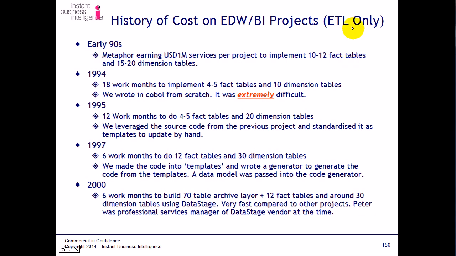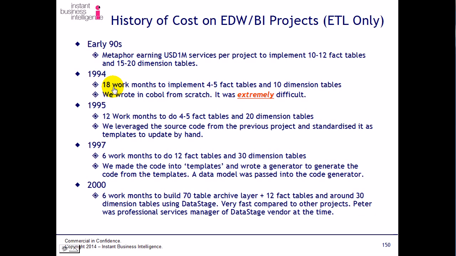So if we just consider the ETL portion only of a warehouse project, in the early 90s, Metaphor was earning $1 million US in services per project to implement 10 or 12 fact tables and 15 or 20 dimension tables. That's how much it cost to write the COBOL back then for data warehouses. The services guys at Metaphor were making more money than the software guys selling at the front end. They were selling the software at the front end, but making more money out of doing the services to get the data into the data warehouse to present it at the front end. It was an amazing concept.